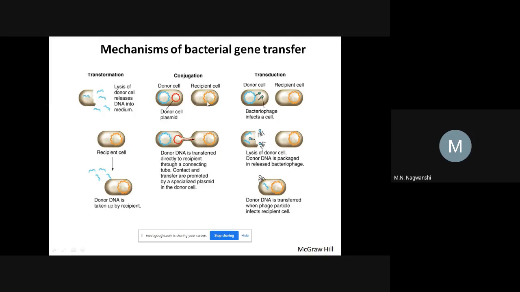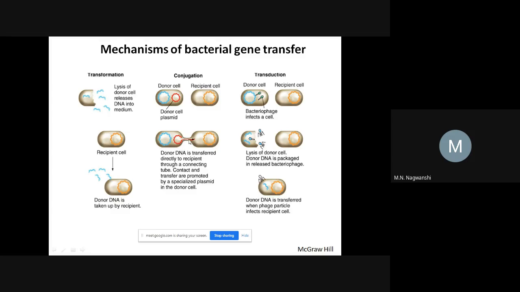The other method is conjugation. Here you can see these two are the participating bacteria in the process of conjugation. The bacteria which donates the genetic material is called the donor cell, and the bacteria which receives the DNA fragments is called the recipient cell. When these donor and recipient bacterial cells come close together, they develop a tube by extending their membranes and capsules. This is called the conjugation tube.